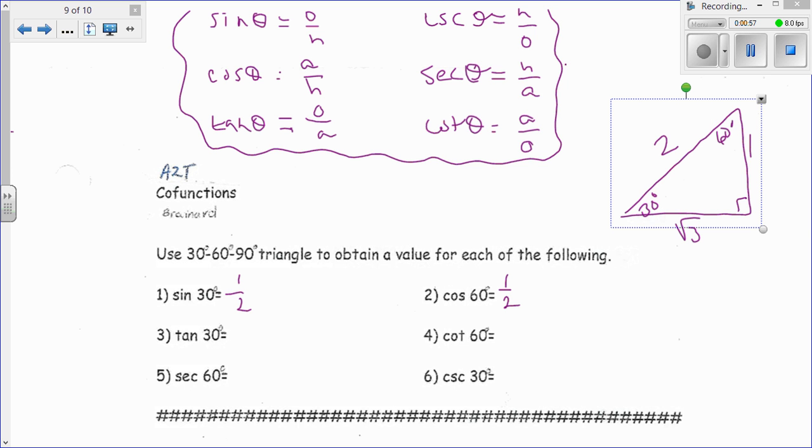Tan of 30 is opposite over adjacent, so we get 1 over radical 3, which rationalizes to radical 3 over 3. Cotangent of 60 is adjacent over opposite, so it's 1 over radical 3, which again simplifies to radical 3 over 3. Secant of 30, secant is hypotenuse over adjacent, so it's 2 over 1, which is just 2. And cosecant of 30 is hypotenuse over opposite, and that is also 2.